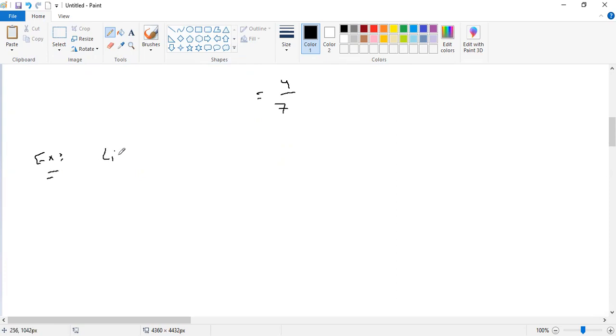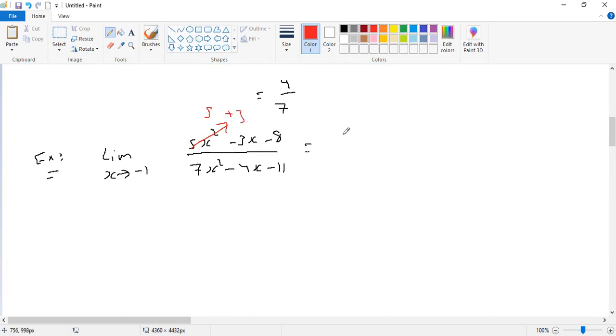Another example. If we are asked to find the limit as x approaches -1 of 5x squared minus 3x minus 8 divided by 7x squared minus 4x minus 11. See, if we replace x with -1, this will be 5, then -3 times -1 will be plus 3, so it is 8 minus 8, 0. In the denominator, it will be 7, and the second term will be plus 4, so there is minus 11, so 11 minus 11, 0. Again, we have 0 over 0 in this example.